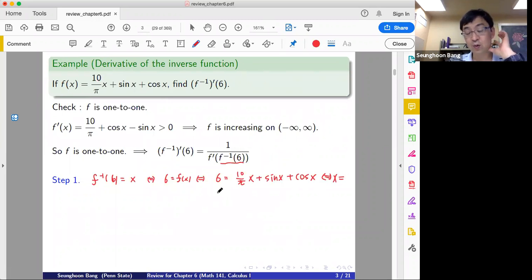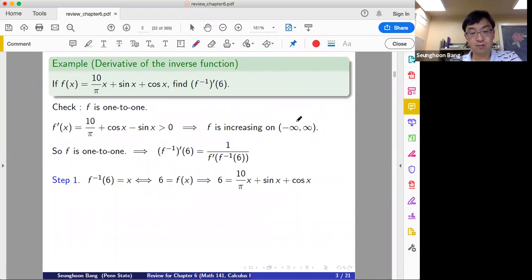So could you write your answer on the chatting board? What is x satisfying the equation 6 equals 10 over pi times x plus sine x plus cosine of x? So what is your answer? Could you write your answer on this one? The pi over 2. The pi over 2 is right. Is it right? The pi over 2.